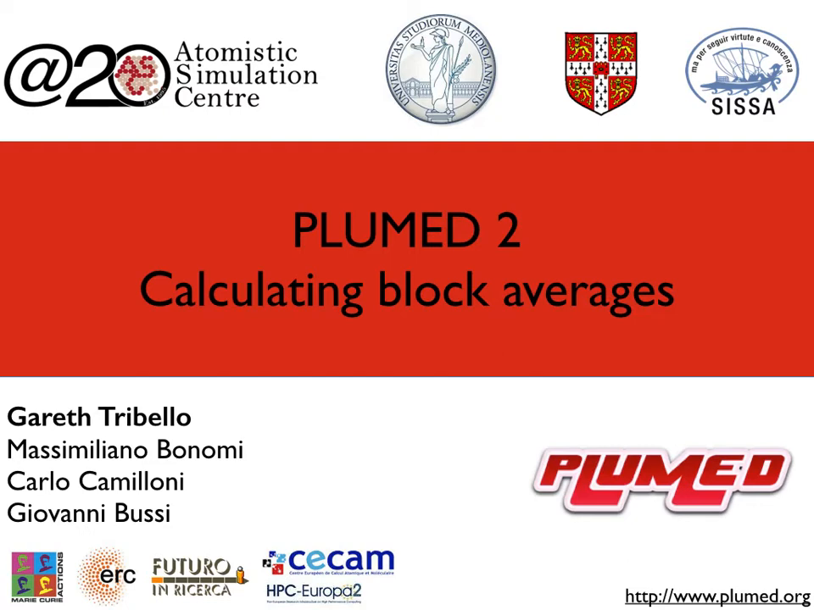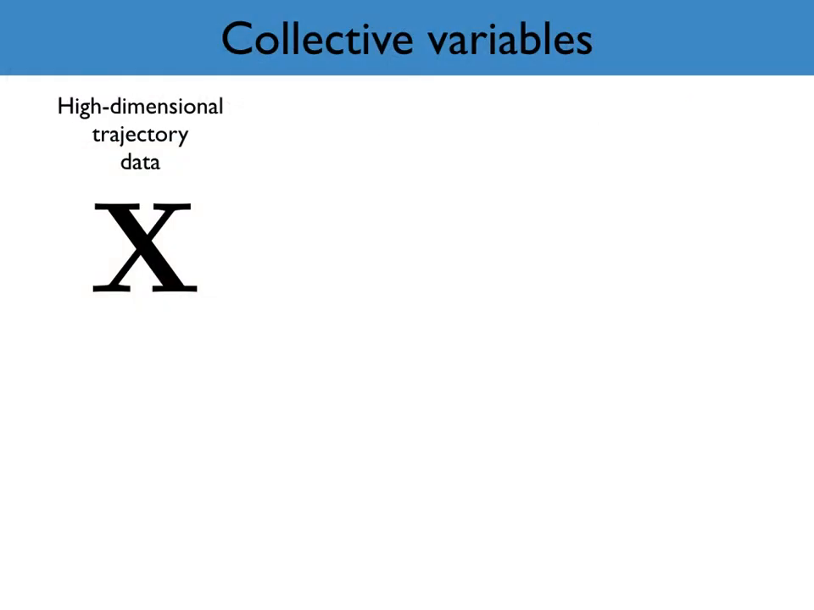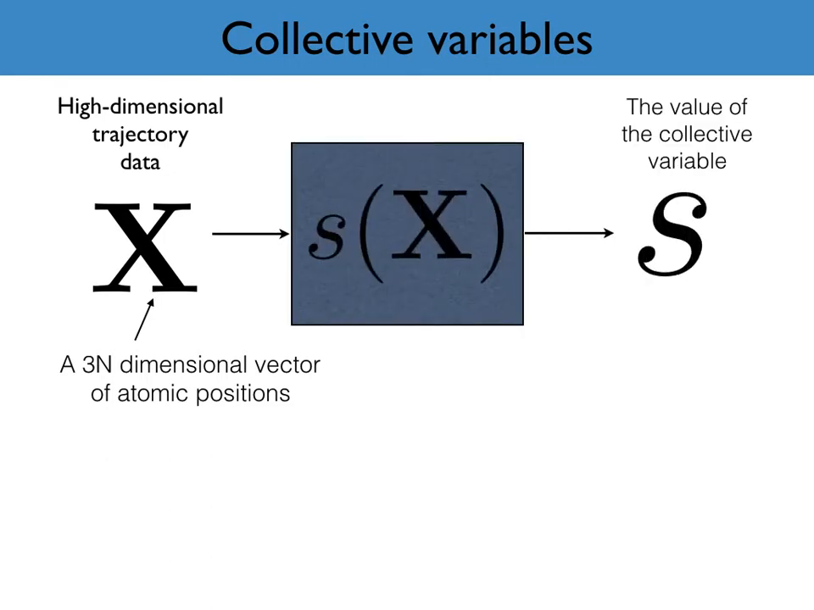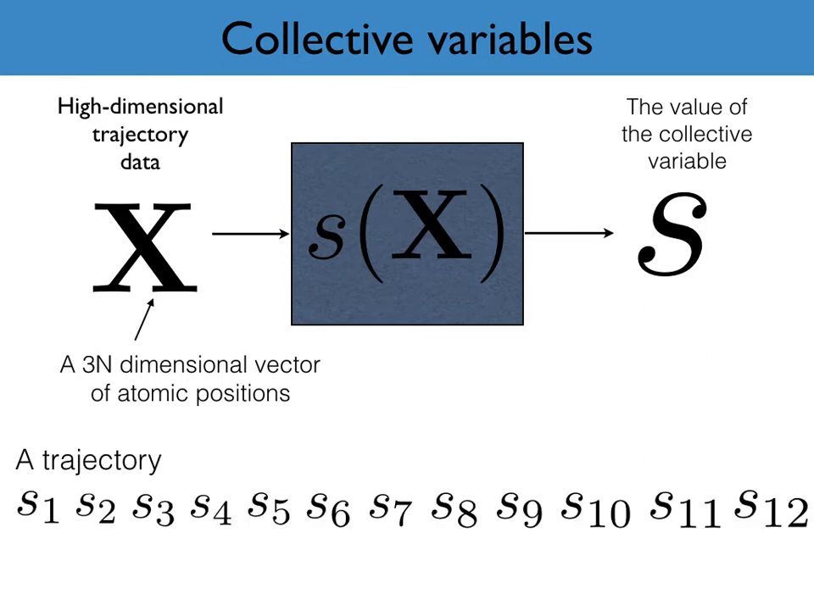In the language we typically use for Plumed, you take the positions of all the atoms at a particular instance in time, which is a 3n dimensional vector of atomic positions, and you calculate from those positions the value of some collective variable. Hence, when you do this from a molecular dynamics trajectory, you have a time series of values for the collective variable, as shown here. In other words, you have information on the value that the collective variable took at each point during your molecular dynamics trajectory.